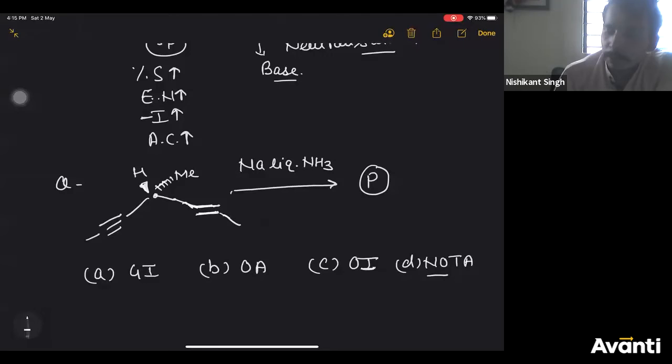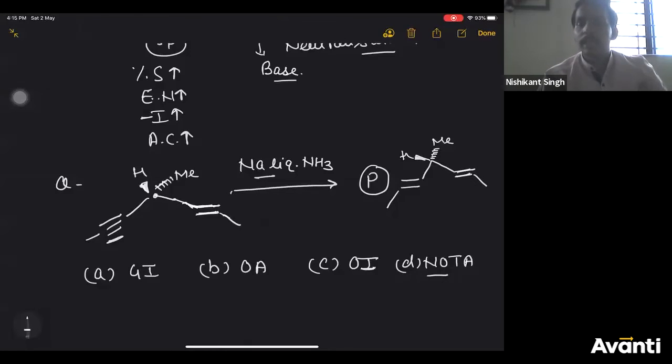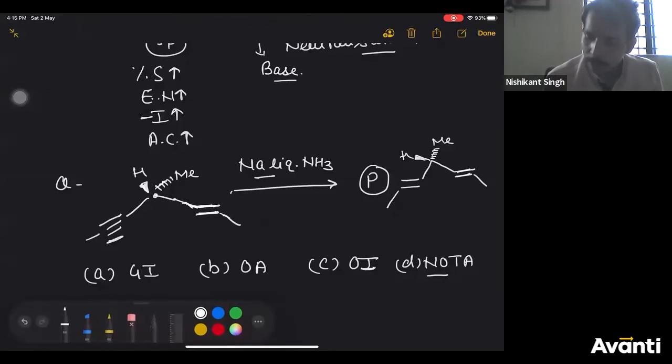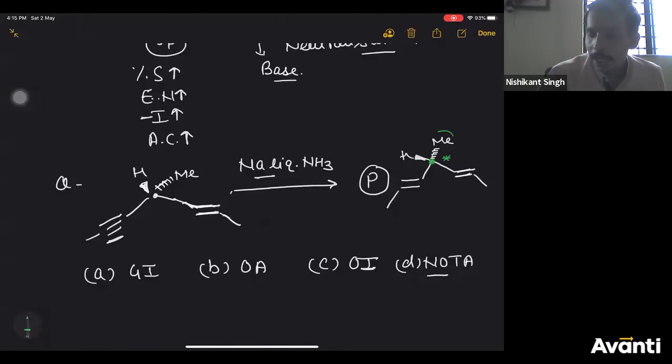So let's first draw the product. It's a Birch reduction, so it will give you a trans alkene. The alkene drawn will be like this: trans, a carbon having hydrogen and methyl, then another carbon with methyl. For optical activity, let us check whether there are chiral carbons or not. There is only one carbon possible here. It has methyl, hydrogen, and a third group which is a double bond with CH3. Here also the third group is a double bond with CH3.